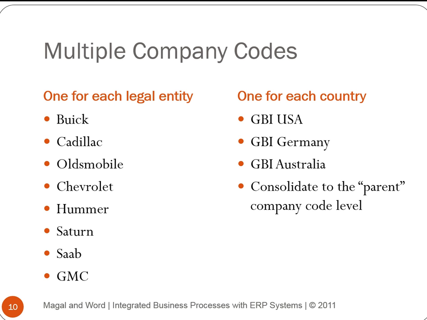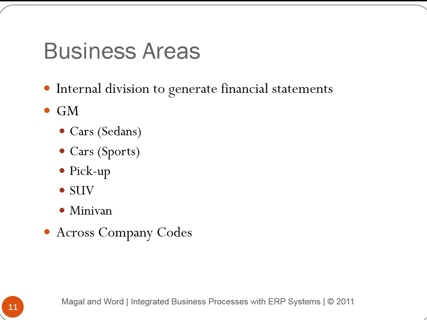What do you mean by multiple company codes? If you look at the right hand side of the slide, for each country we can have a company code: GBI USA, GBI Germany, GBI Australia. Like I said, company code is always region specific. As soon as you move on to a different region, that becomes a different company code.